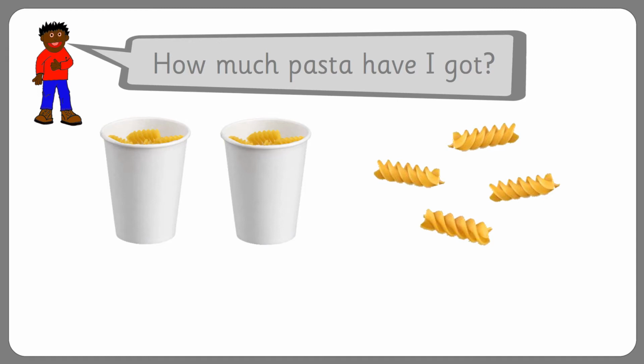So let's see. So I've got 1 cup of 10 and another cup of 10, so that's 2 lots of 10, which is 20. 10 add 10 is 20. And then I've got 1, 2, 3, 4 single bits of pasta. So I've got 20 and I've got 4. And 20 and 4 all together is 24. So my picture here shows 24 pieces of pasta.